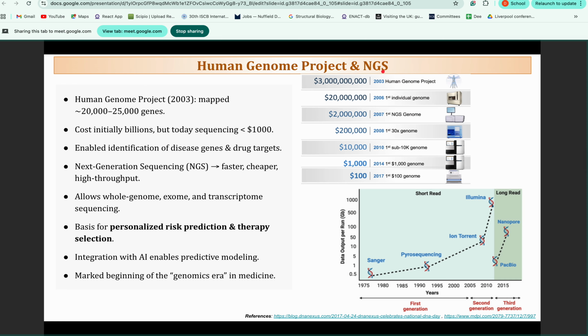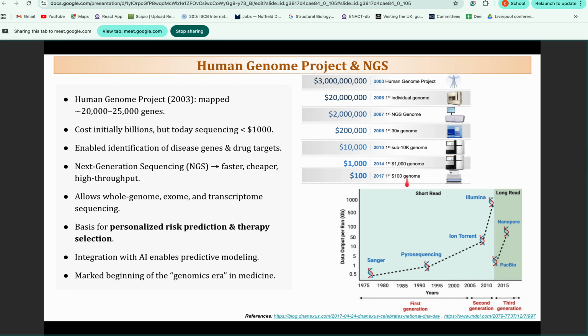Then the Human Genome Project and next generation sequencing also played an important role in sequencing the whole genome. In 2003, when the Human Genome Project was just completed, the cost of sequencing the genome was around 3 billion. It reduced to millions in 2006, and in 2007 from 20 to 2 million. In 2008 it further reduced to $200,000, and in 2010 to $10,000. In 2014 it reduced to $1,000, and in 2017 to just $100.